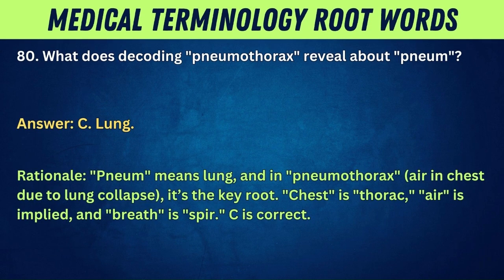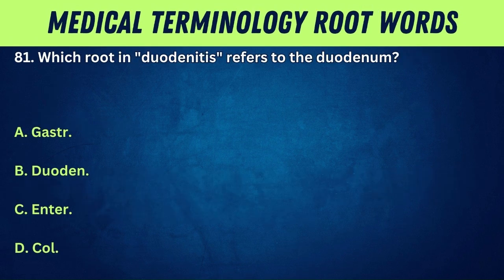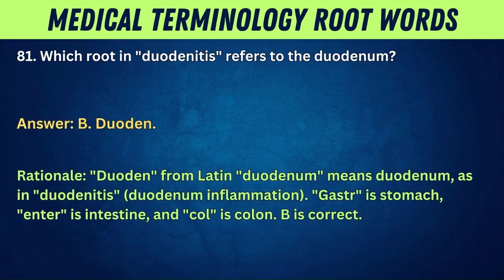Lung. Rationale: pneum means lung, and in pneumothorax, air in chest due to lung collapse. It's the key root. Chest is thorac, air is implied, and breath is spir. C is correct. 81. Which root in duodenitis refers to the duodenum? A. Gaster. B. Duoden. C. Enter. D. Col. Answer: B. Duoden.